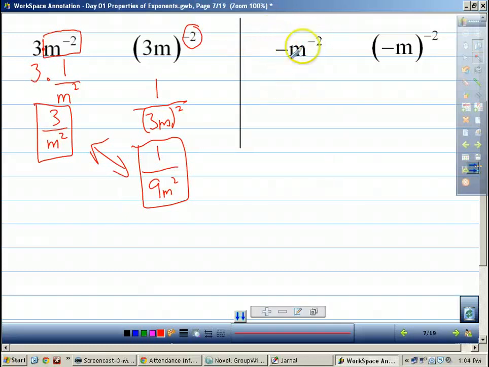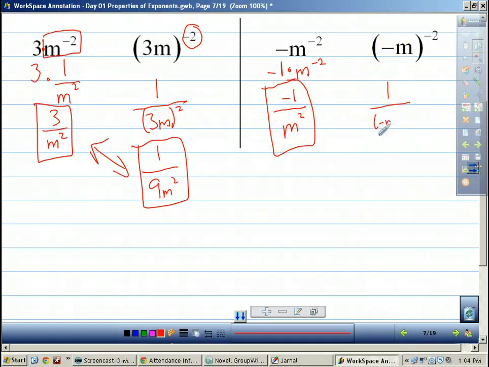All right, what about over here? It's negative m to the negative 2. Just think of it as a negative 1 times m to the negative 2. So we have negative 1 over m squared. As opposed to here where it's negative m squared, so it's positive. With and without parentheses make a difference.